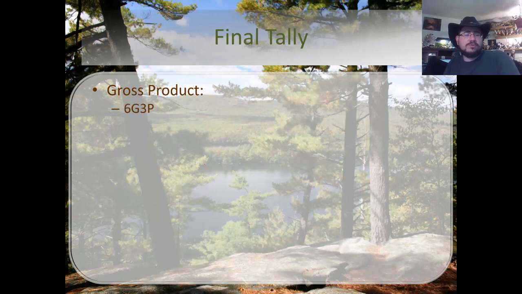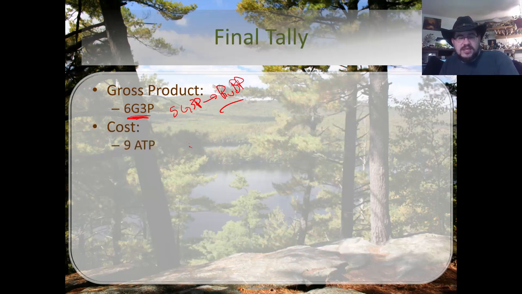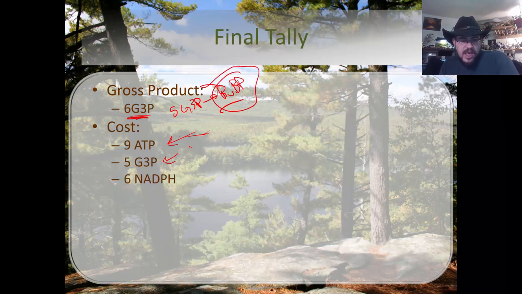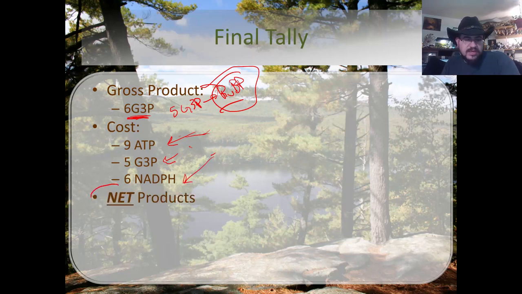Our final tally, our gross product, we get 6 G3P, which is our gross, remember, but five go into RuBP regeneration. So the cost is 9 ATP for the five G3P for our RuBP regeneration, and 6 NADPH. Our net, what is finally available for the plant, is one, count them, one G3P.